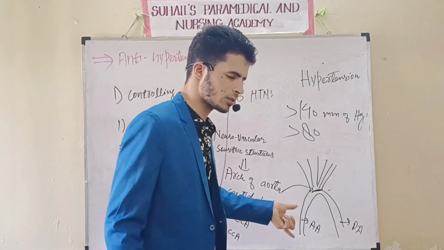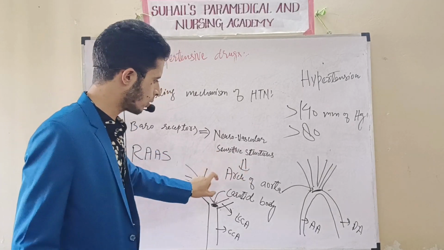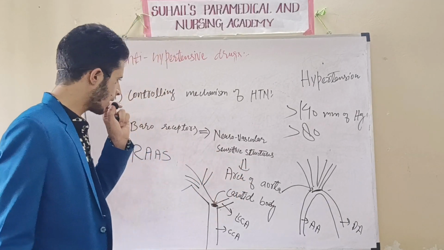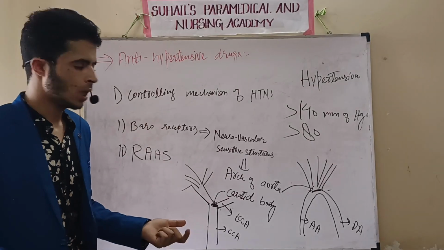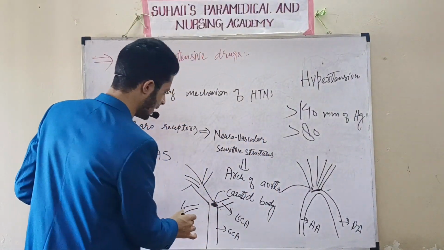What is the role of these? What is the role of this baroreceptor? What is the role of arch of aorta? What is the role of carotid body, which are having the baroreceptor? What is their role? I will tell here.